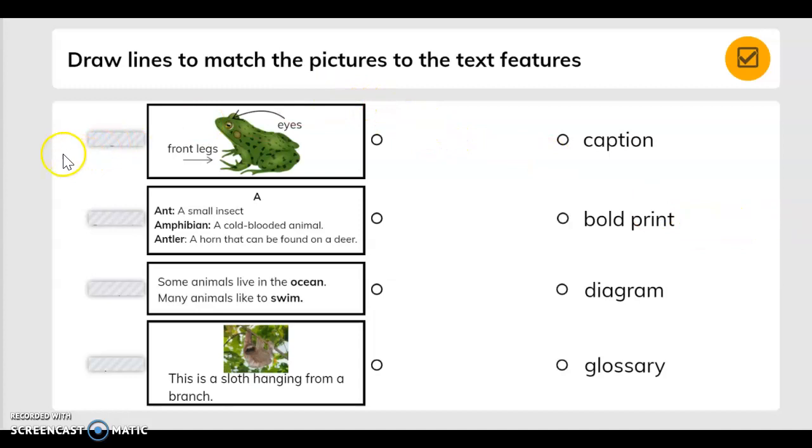Draw lines to match the pictures to the text features. Instead of me drawing a line, I'm just going to put it here. This is a diagram. This is a glossary. This is bold print. And this is a caption. Remember, captions are always put underneath a picture. So they describe the photograph, what, when, and that type of information about a photograph, okay?